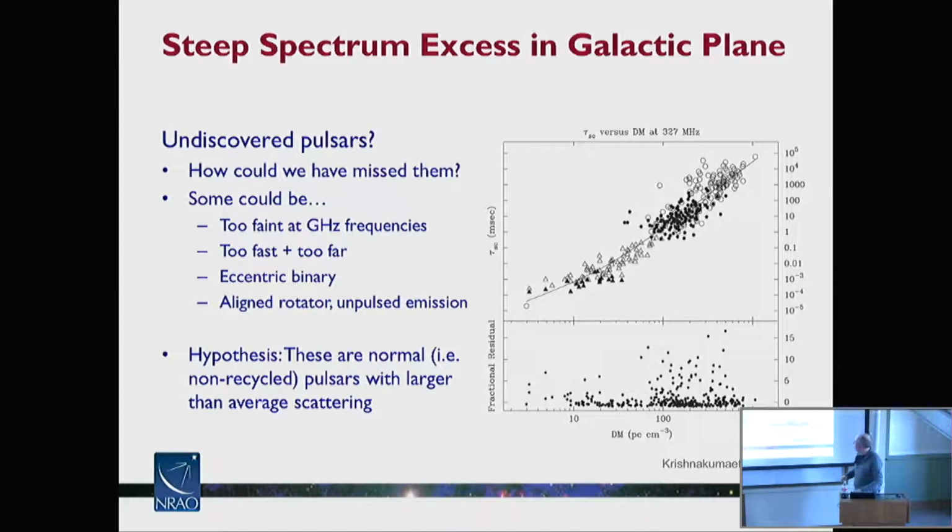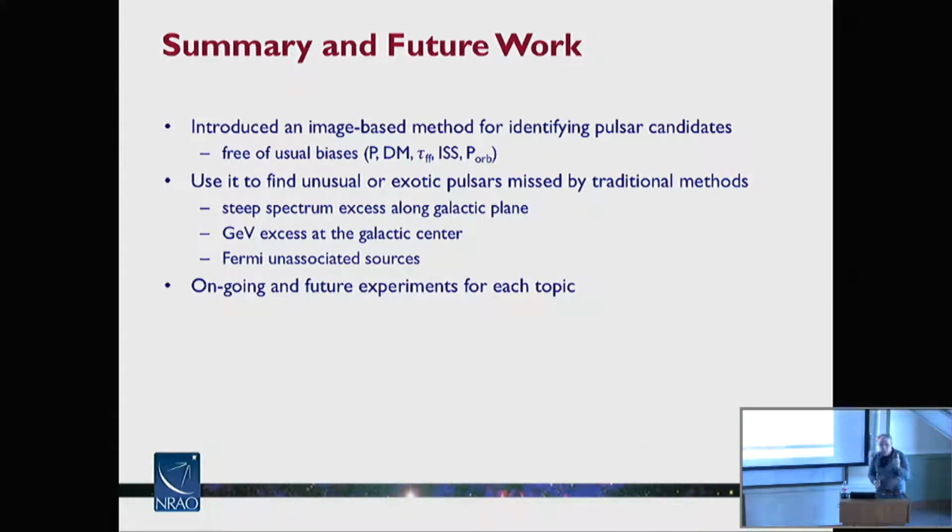So what I think might be happening, and I don't know, is that this is some kind of population of objects that have been missed by the traditional searches because they are normal pulsars, meaning 100 milliseconds or something like that, but they have higher than average scattering measures, and so they've been hidden. One way to demonstrate that would be to go look at higher frequencies at a sample of these things, which we haven't done yet. I have 2 more slides, and then I'm finished.